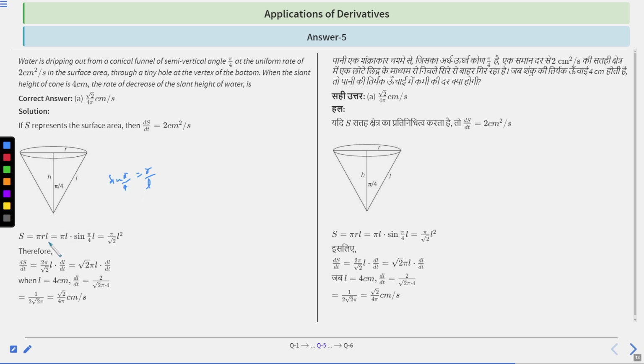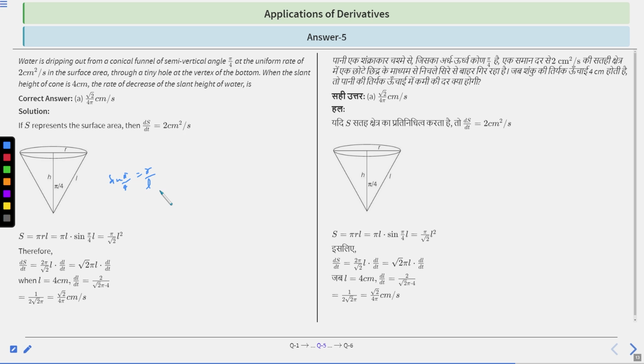So let's replace r in terms of L. Why are we replacing r? Because we have to find dL by dt, so there is no need of r anywhere. Clear? Therefore, we are replacing r in terms of L. If it would have asked dr by dt, then we would have replaced L in terms of r.